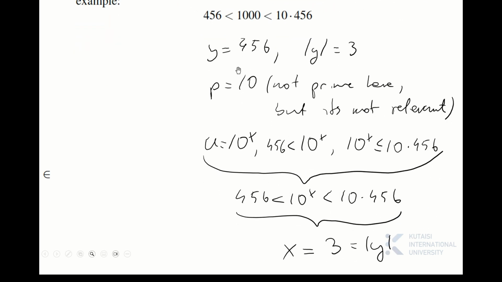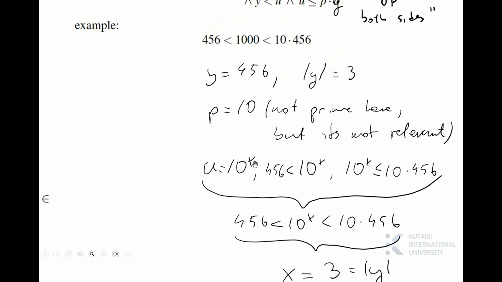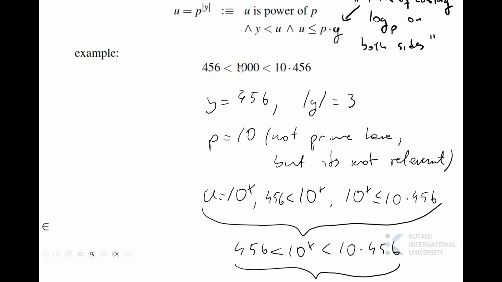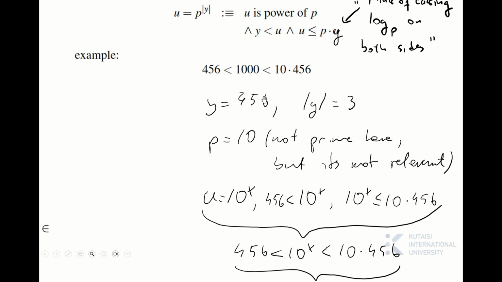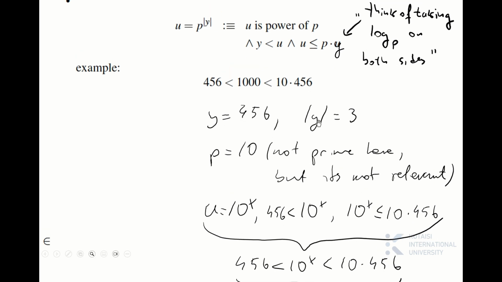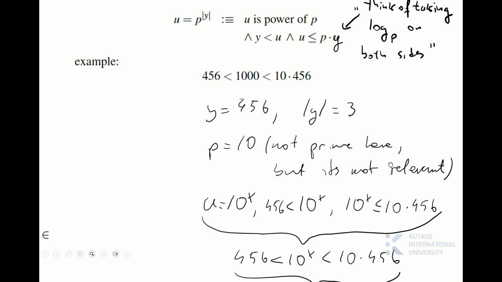Yeah, let's look at the example. Maybe this is better. So I want to say that u is 10 to the power x, and I want to guess that x is 3. So, for example, in my case, u is 10 to the power x, and it's between 456 and 10 times 456, for p equals 10. This is an example for p equals 10. Y, in my case, is 456. Length of y is 3. P is 10. It's not a prime, but it's not relevant here.